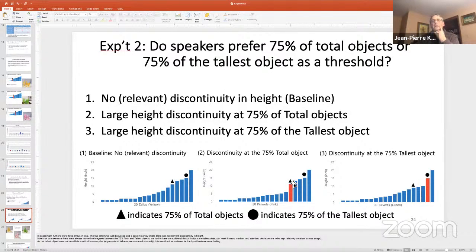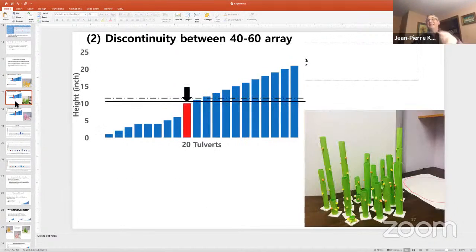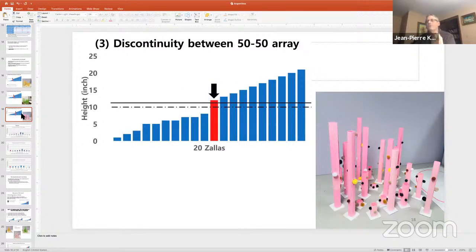Here there is a discontinuity in the second array at the 75th percentile of the total object, and here a discontinuity of the 75th percent of the tallest object's height. Okay, now the procedure was the same as before. You have a set of objects, you put the object you consider tall within this red circle. Like before, we rotated the placement of objects by participant on the table, and we rotated the order of array across the 48 participants to minimize order effect.